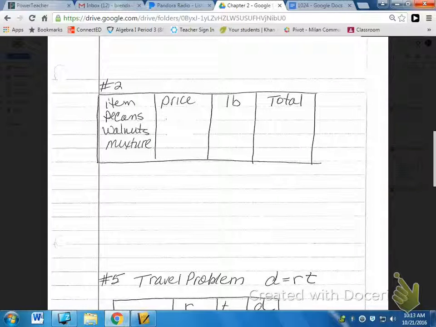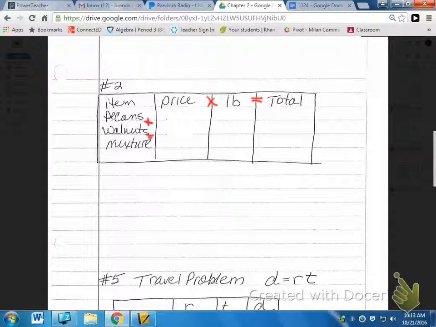All right, so I've got the table already set up. This time it's going to be price, the pounds, and the total for each thing. But again, it's a mixture problem. So when it's all said and done, we're going to be taking the pecans amount, adding to the walnuts amount, and that's going to equal the mixture amount. So you multiply across price times pound to get your total, but to get the equation, you take the top line plus the second line, and it should equal the third line. That's the way mixture problems always work. Top line plus second line equals mixture line.